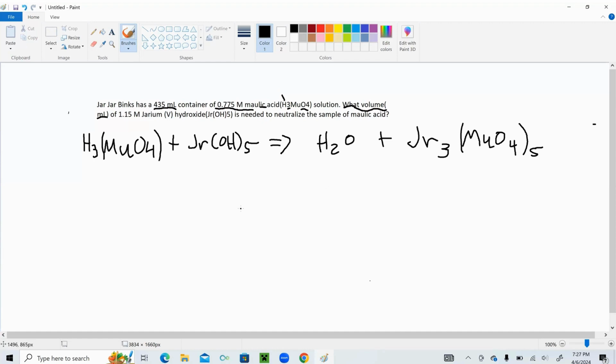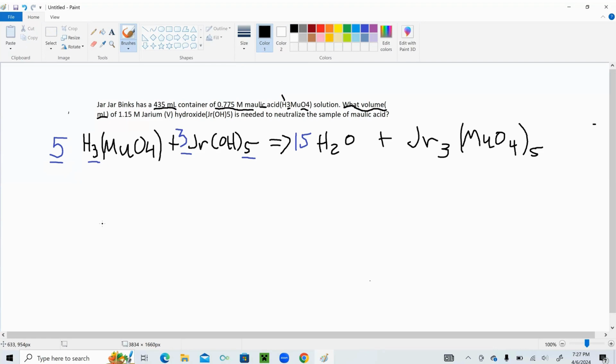So let's begin. This is the neat trick that my teacher showed me. This is your acid, this is your base. What you do is, the subscript of the hydroxide goes to the acid, and the subscript of the acid goes to the hydroxide. And you multiply these two, which is 15, and you put it in front of the water. And that should balance out the chemical equation. It is that easy. So let's continue.